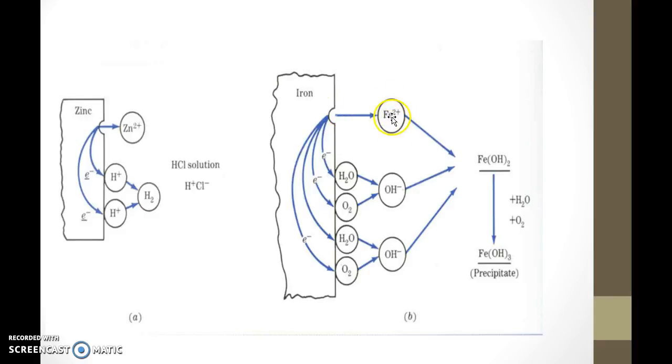see, the iron Fe2+ ion is nothing but you are having an iron bar. So these H2O and O2 are from the environment. So this contributes to the OH- ions. This is the anode, this is the cathode. The reaction takes place at the anode.